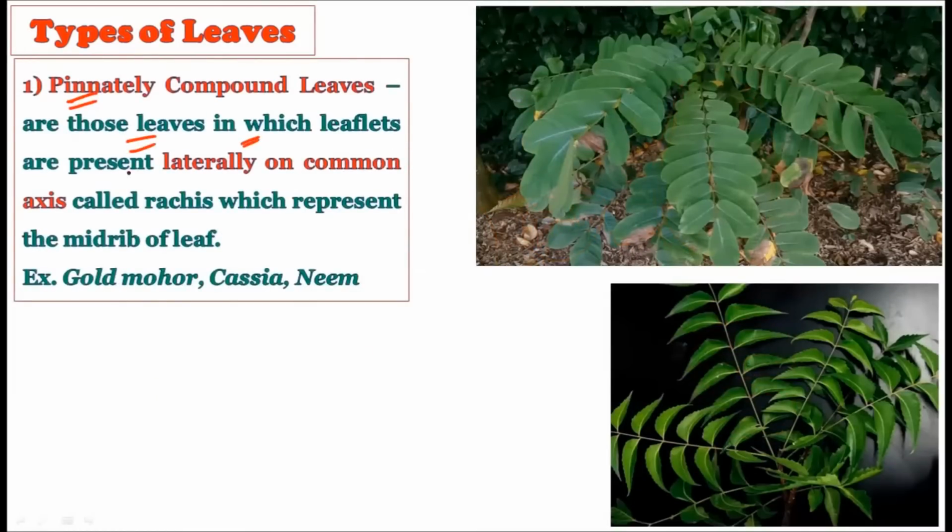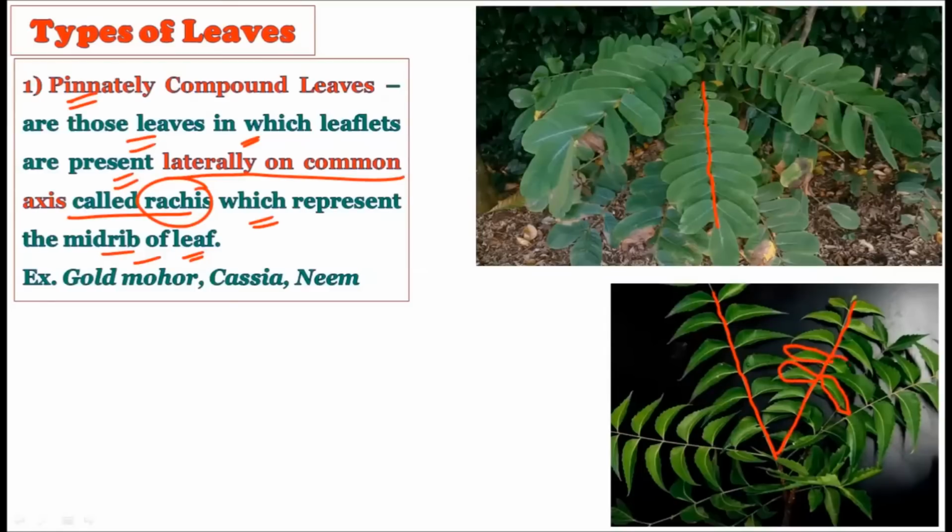These are those leaves in which the leaflets are present laterally on the common axis called the rachis, which represents the midrib of the leaf. Now see, the pinnately compound leaf shows the presence of a central rachis. Okay, this portion is called the central rachis. Understand this particular stem-like structure. This stem-like structure is called the rachis, and on this rachis, the lateral leaflets are borne.